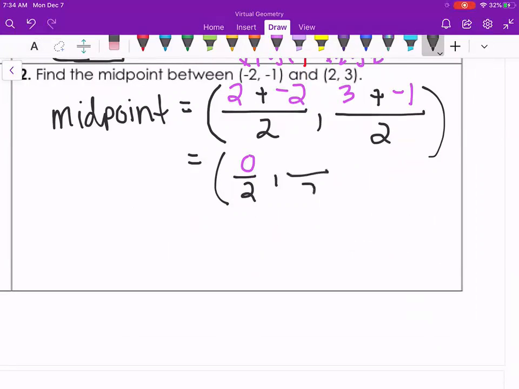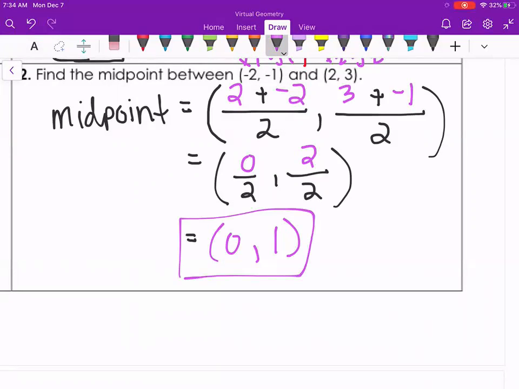All right, and then we'll do the y's, add up your 2 y's. So 3 plus negative 1 is a positive 2. And then let's just simplify this and see what we get. All right, so 0 divided by 2 is a 0. 2 divided by 2 is a 1. So there is my midpoint. That is the point in the middle of the two ends when we're looking on a graph. All right, so that was kind of our first part there when dealing specifically with segments.